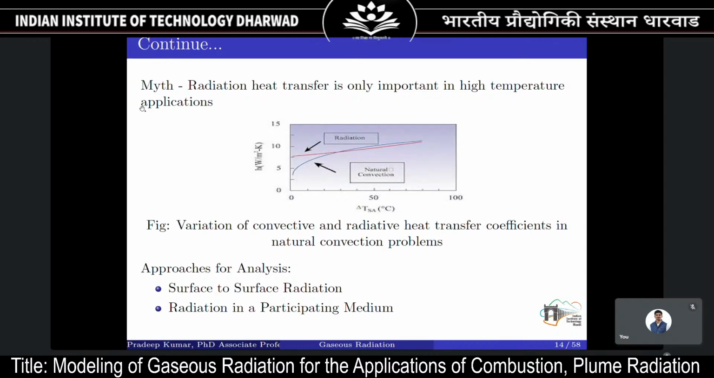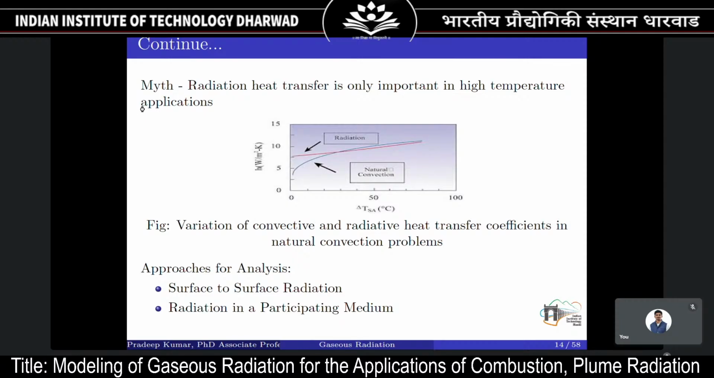If we agree on those things, then what are the ways to analyze it? There are two ways. One is the surface to surface radiation model, and the other is radiation in a participating medium. You can also handle the surface to surface radiation model by the participating medium model, but it comes with some cost. These are directly different, but you can also do this; it is the more generalized one. So let's look at the more general way, and if the situation arises, we'll also see the surface radiation model.